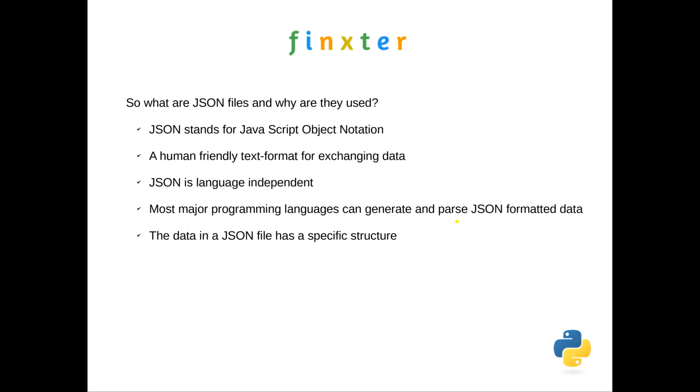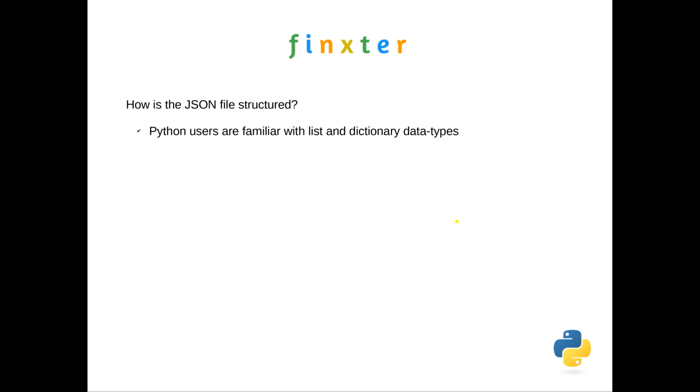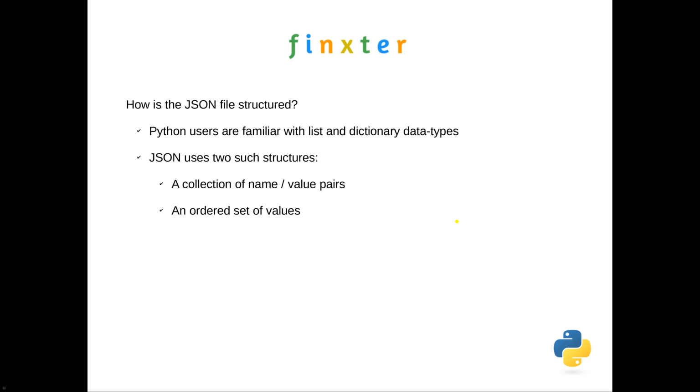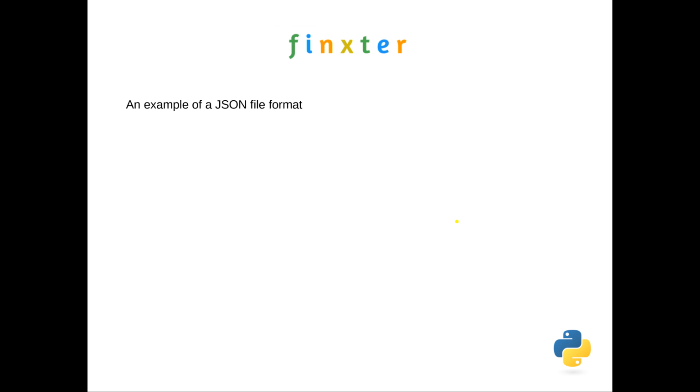And as I said earlier, the data in a JSON file has a very specific structure. So let's talk about that. Now, if you're a Python user, you are familiar with list and dictionary data types. And JSON uses two such structures. It uses a collection of name-value pairs, which we would call key-value pairs for our dictionary. And it uses an ordered set of values, and we would recognize that as a list or potentially as an array. So very familiar when you look at it, and let's do just that.